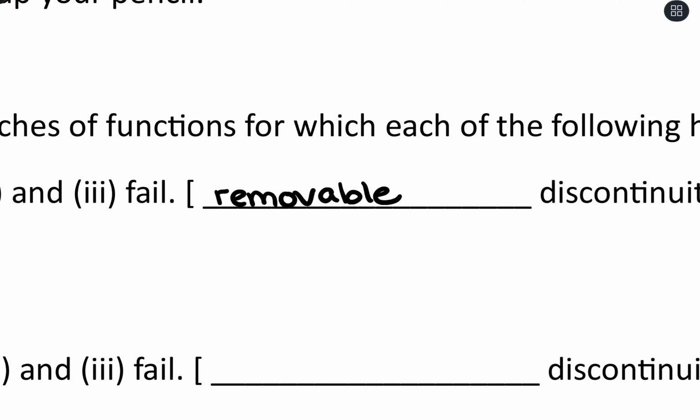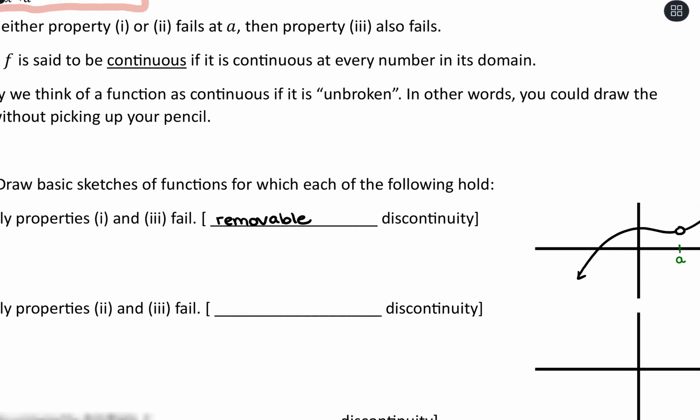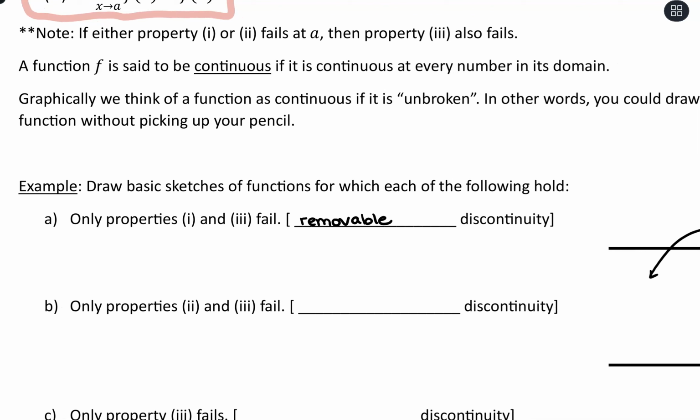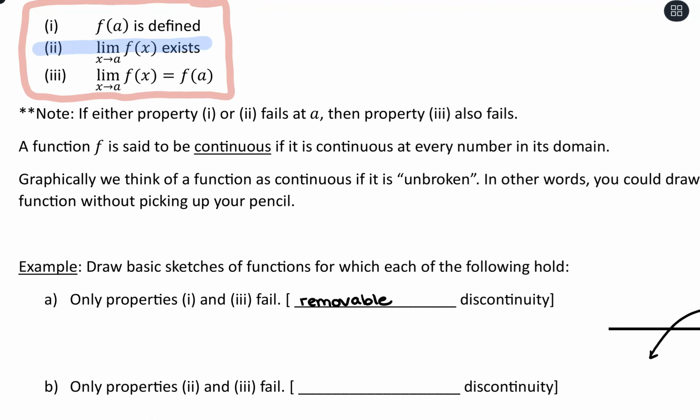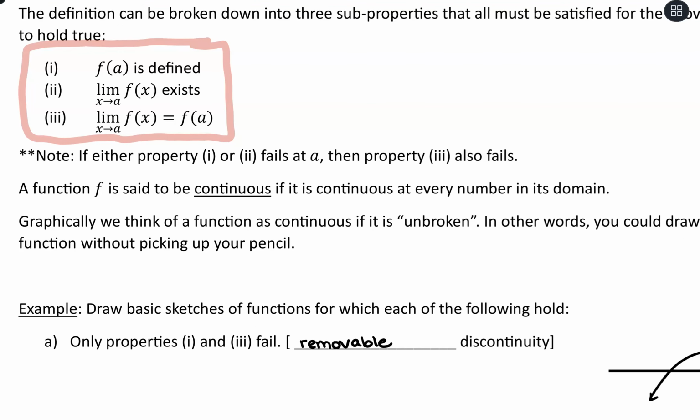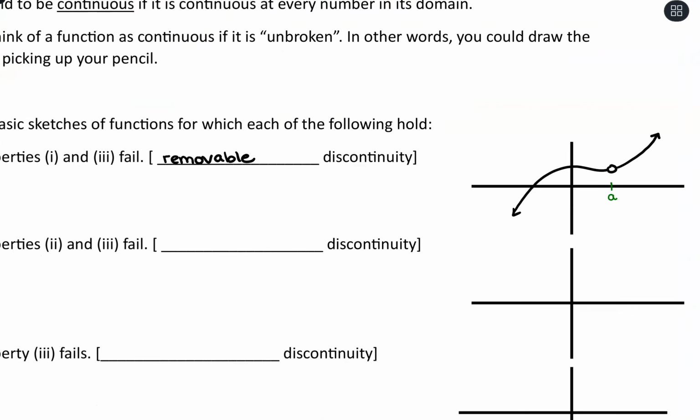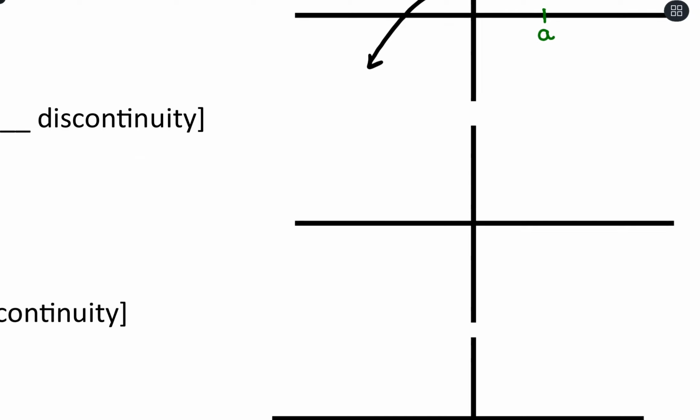So removable discontinuity happens when there is a hole in the graph. Let's see what happens if only 2 and 3 fail. What this would look like is we do have f of a, but the two-sided limit does not exist, and the two-sided limit is not equal to just our function output. So wherever a is, we're defined there, but the two-sided limit does not exist.